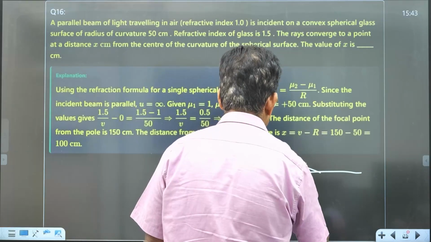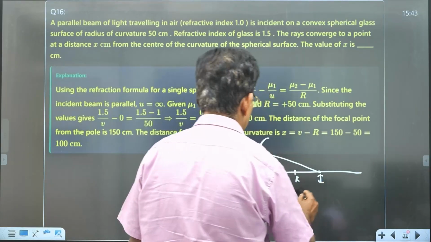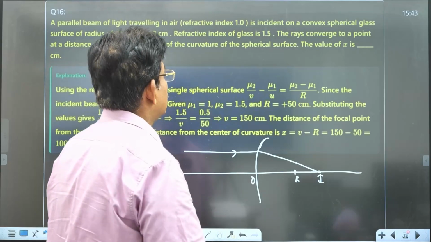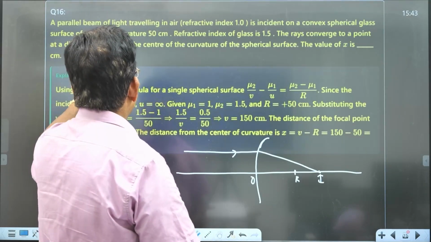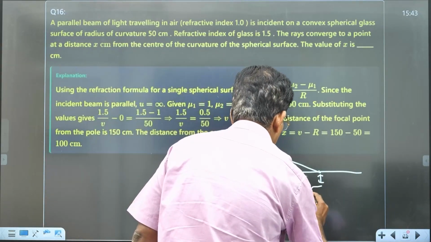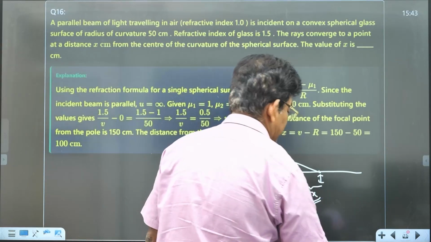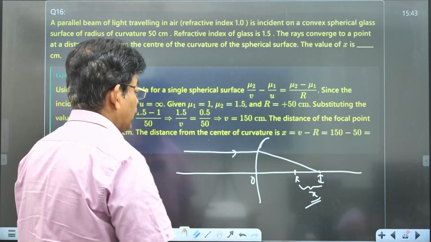Okay, this is the center of curvature. This is the image. We have to calculate the distance. The rays converge at a point distant x from the center of curvature. So we want to calculate the distance from R to I, that is our x. Distance R to I is x. So we have to calculate what?